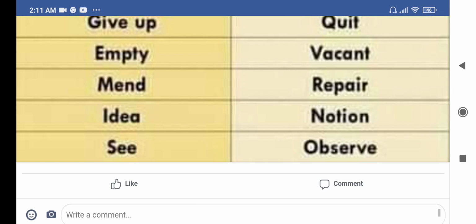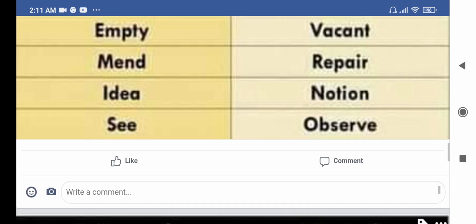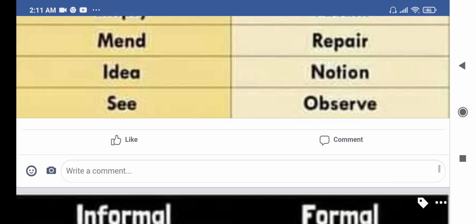Okay, mend, repair. The cobbler is mending my shoes. This is informal. We use this in our spoken English. Repair. This is a weighty word, and this is used for academic use.